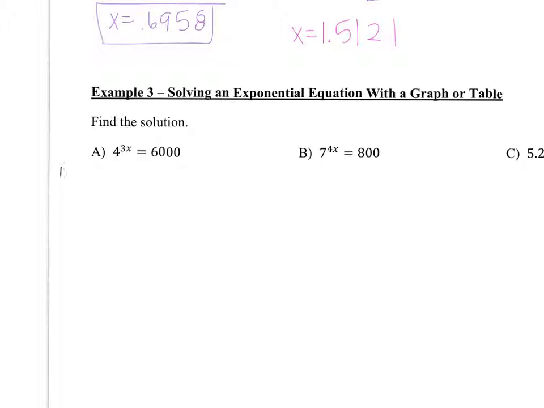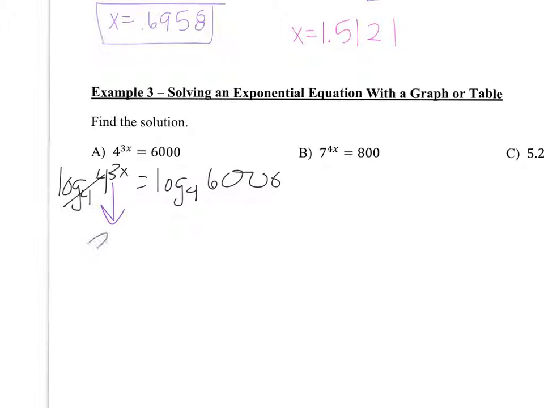So I have a base 4, so I go log base 4 of 4 to the 3x power is equal to log base 4 of 6,000. Again, these two cancel, leaving me with just 3x is equal to log base 4 of 6,000. The reason I don't really want to solve by graphing is we can do that in class, but also it's more precise if you actually solve using mathematics.